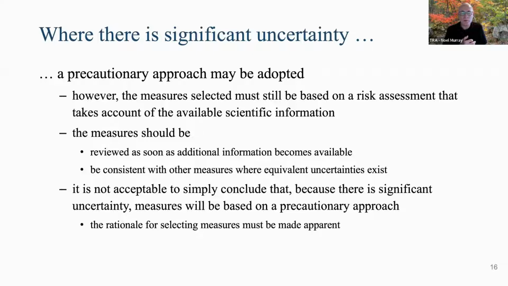So it's not acceptable basically to conclude that because there's significant uncertainty, measures will be based on a precautionary approach. There's got to be a rational relationship between the measures that are selected. They must be made apparent and be transparently documented.